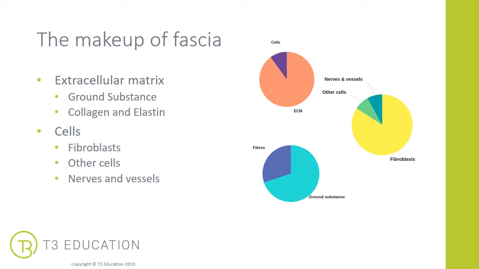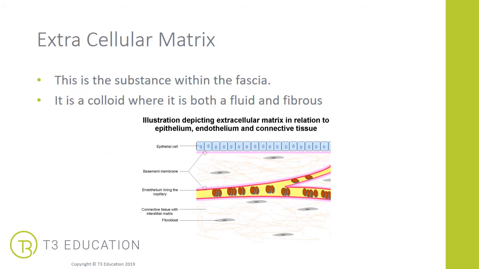So fascia is made up of two different components. The first one is extracellular matrix, or ECM, which is made up of ground substance and fibers such as collagen and elastin, and then also cells. And cells are made up of mostly fibroblasts, other cells such as telocytes, and then nerves and vessels.